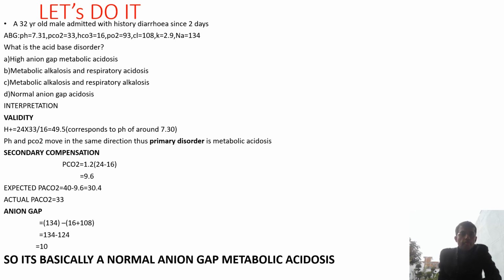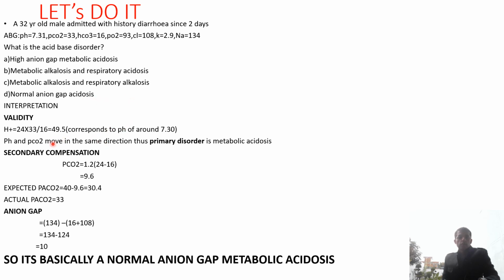Let's do it. A 32-year-old male admitted with a history of diarrhea since 2 days. ABG pH comes to 7.31 and PCO2 comes to 33, bicarb is 16, PO2 is 93, chloride 108, potassium 2.9, sodium 134. What is the acid-base disorder? Out of these: high anion gap metabolic acidosis, metabolic alkalosis, respiratory acidosis, respiratory alkalosis, or normal anion gap acidosis.